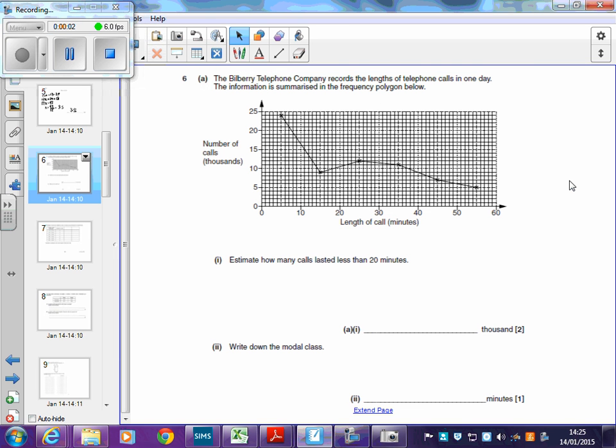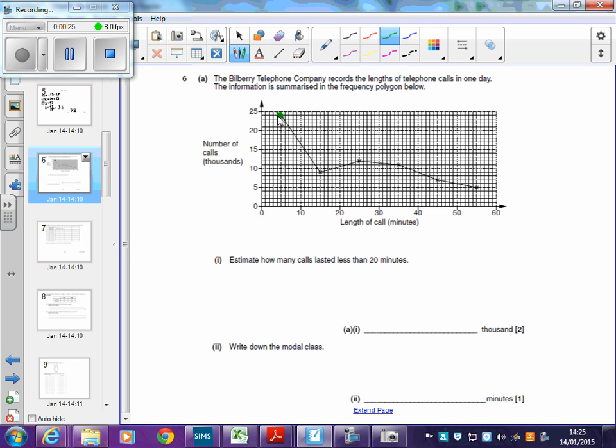Question 6. The Bilby Telephone Company records the length of telephone calls in one day. The information is summarized in the frequency polygon below. Okay, just a reminder about frequency polygons: this cross at the start means that between 0 and 10, there were 24,000 phone calls, because that's what it was on.